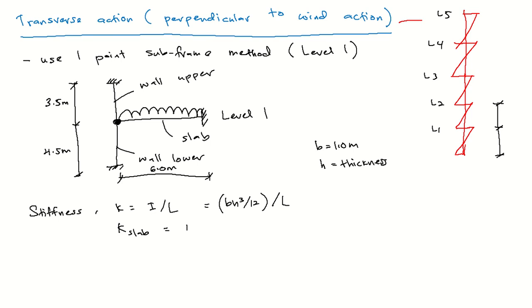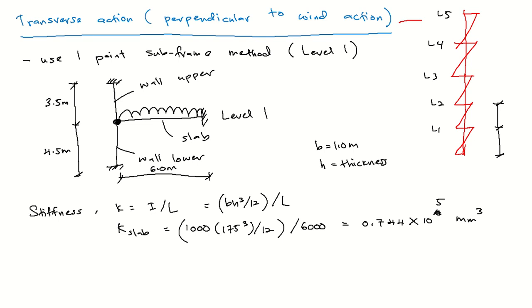So B is 1, and we are going to use millimeter here. H is 175, H of the slab cubed over 12 and divided by L, 6,000. You will get 0.744 times 10 power 5 millimeter cubed. And we have now the slab.